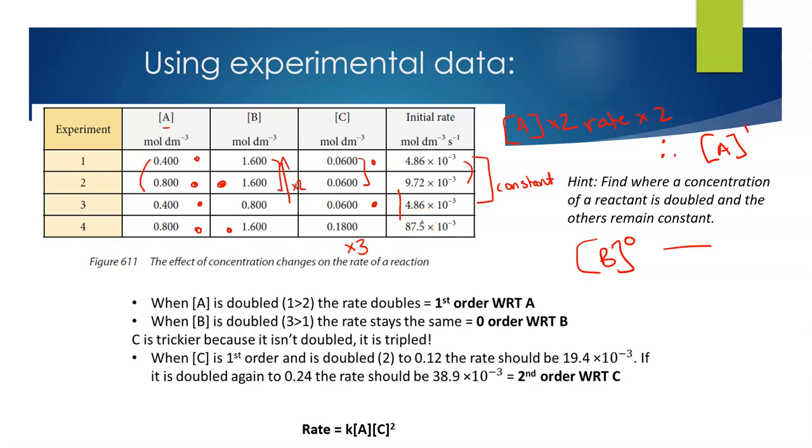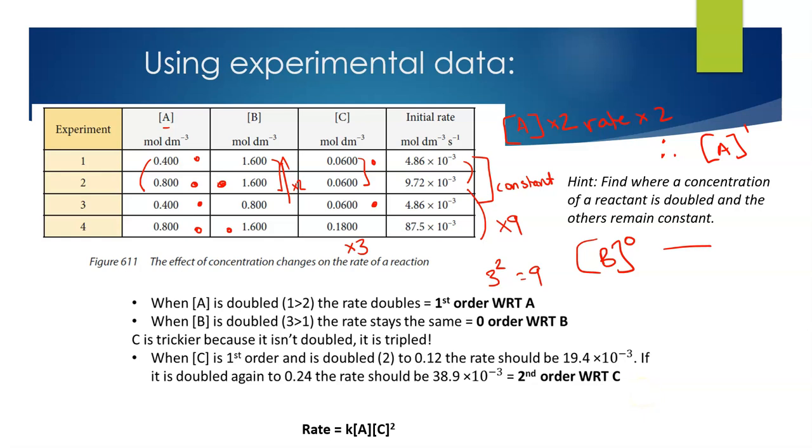If it's second order, we would expect that if the concentration we've got tripled, it would be times 9. So if we look at 9.72, we're going to see that this is actually a times 9 difference, and 3 raised to the power of 2 is equal to 9. So this is actually, with respect to C, second order.